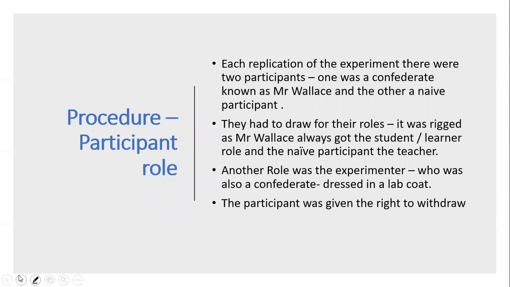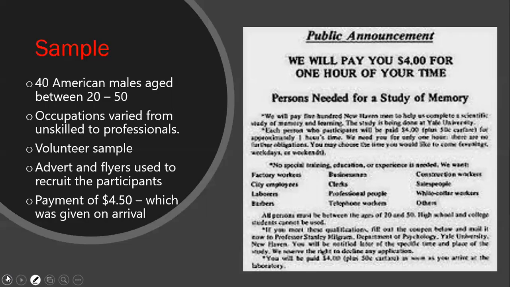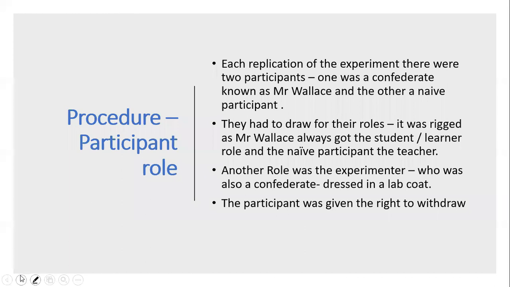Now, the role of the participants. Original study, if we just flip back, you will see 40. So his original study was replicated 40 times. Each replication of the experiment had 2 participants. One was a Confederate, known as Mr. Wallace. We know what a Confederate is: a person who's part of the research, carrying out a role. The other participant was a naive participant, totally unaware that Mr. Wallace was not a true participant.